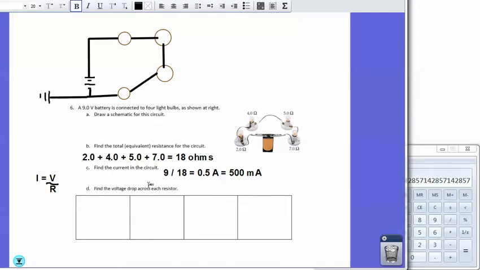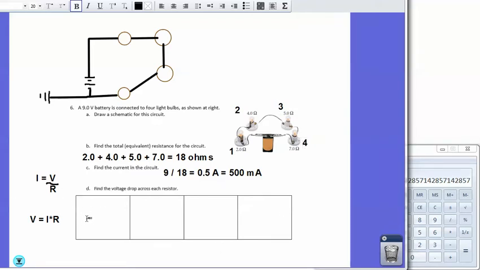Okay, so find the voltage drop across each resistor. So we're going to write a formula over here. We want voltage this time, so that's going to be I times R. We're going to take the current and multiply by the resistor value at each point. So resistor 1, if we go in this clockwise order, this is our 1 here, this will be 2 over here, this will be 3, and this will be 4. Okay, so 1, 2, 3, 4. We're going to go in that order.